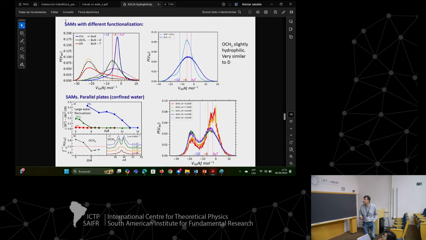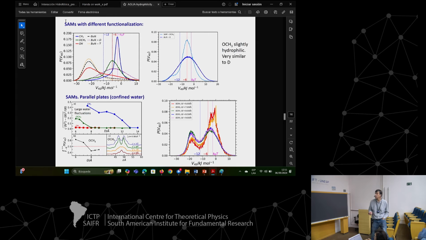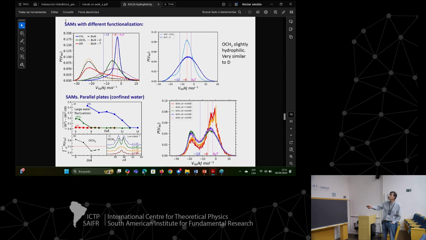This is what we get for some of the self-assembled monolayers, just a few. Again, we are comparing with bulk water. The dotted line here is bulk water, for the T molecules, the D molecules, and full bulk water. We are separating the two kinds, the high and low density ones. And here is, again, the hydrophobic monolayer, that's around kT. It's very, very hydrophobic. Here is the hydrophilic case, the hydroxyl.